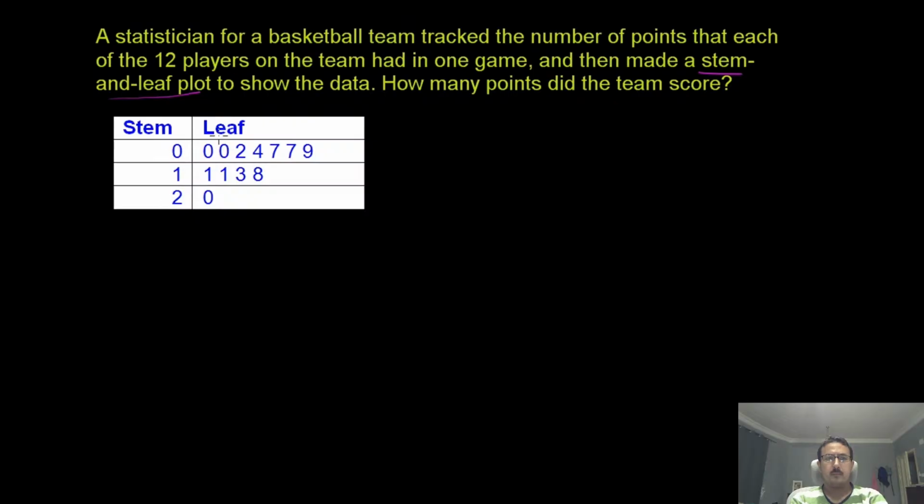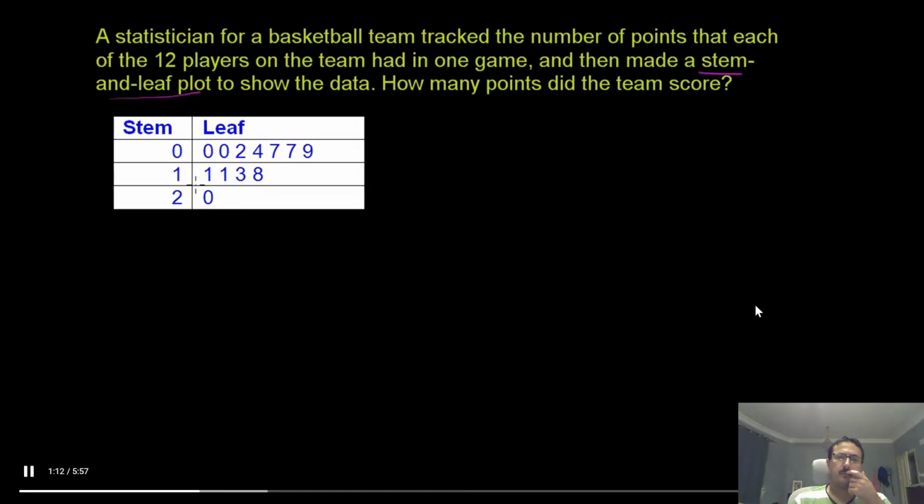Usually the leaf will contain the rightmost digit, the ones digit, and the stem will contain all of the other digits. What's useful about this is it gives a distribution of where the players were. Most of the players scored points that started with a 0, a few more scored points that started with a 1, and only one scored points that started with a 2, and it was actually 20 points.